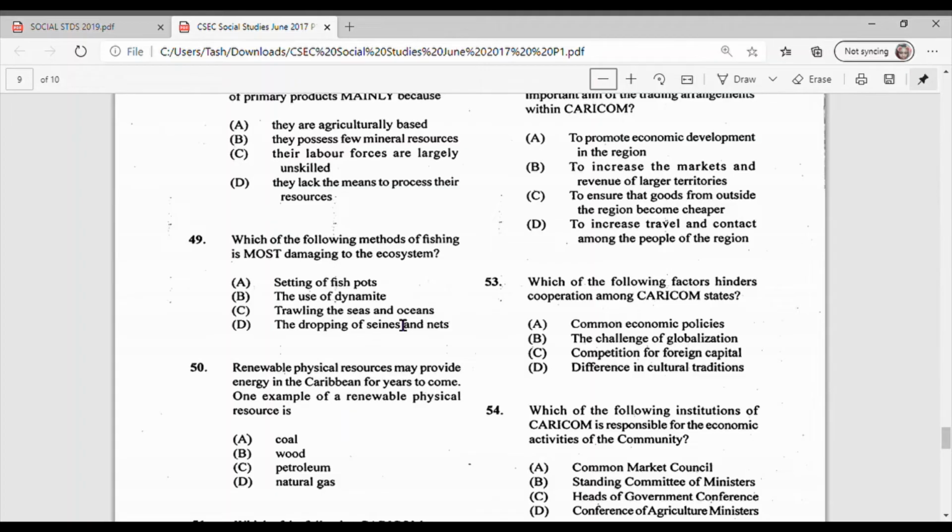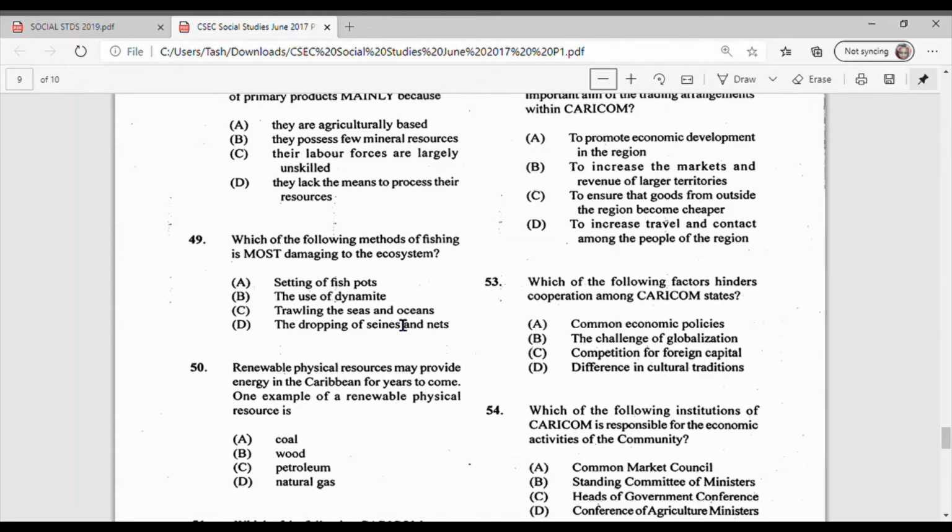For B, the use of dynamite. When you use dynamite, it destroys the entire ecosystem. So it is not just the marine animals that are affected, it also disrupts the coral reef ecosystem in general. So that would have been the answer for number 49. That would have been letter B.